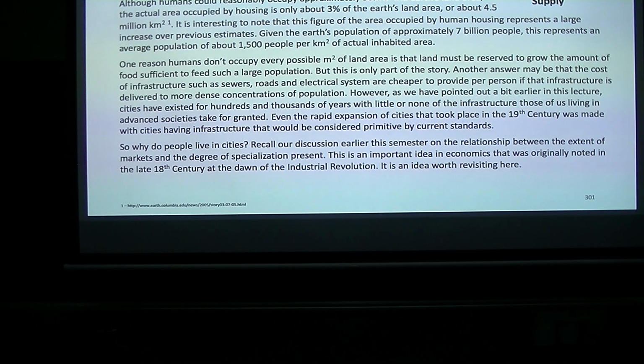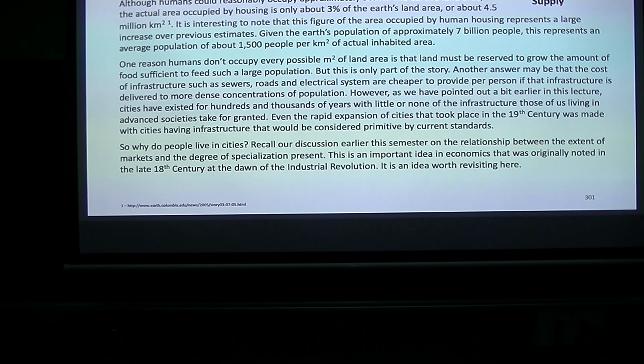So, given the rapid expansion of cities that took place in the 19th century, that rapid expansion was made with cities having infrastructure that would be considered primitive by current standards, and yet the densities grew. So why do people live in cities?